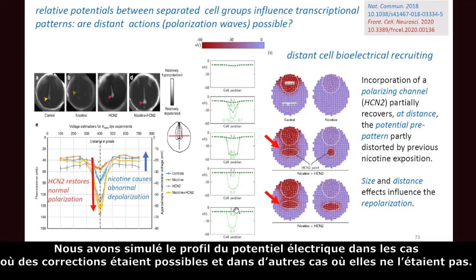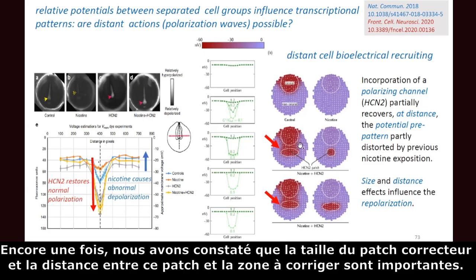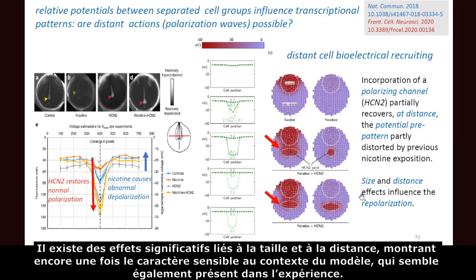We simulated the profile of the electric potential in cases where corrections were possible and other cases where corrections were not possible. And again, we found that the size of the correcting patch and the distance of the correcting patch to the region to be corrected are important. There are important size and distance effects, showing again the context-sensitive characteristic of the model that seems to be also present in the experiment.